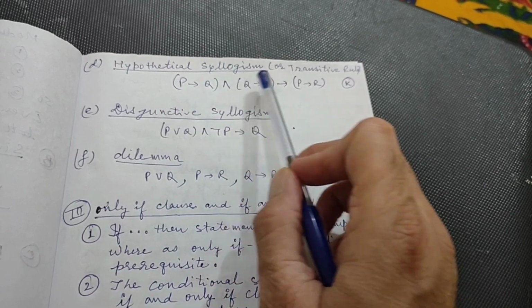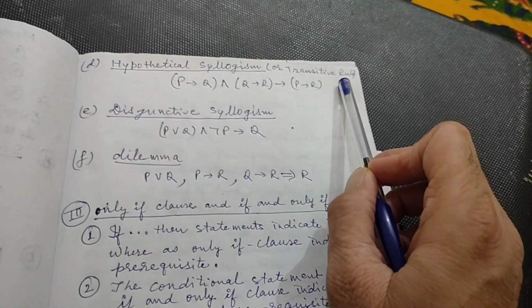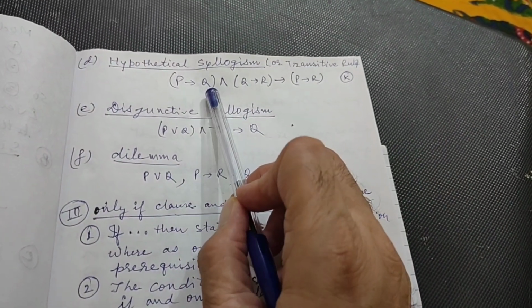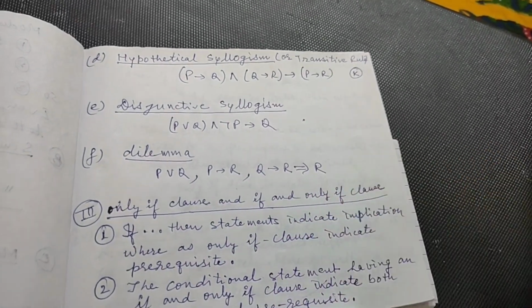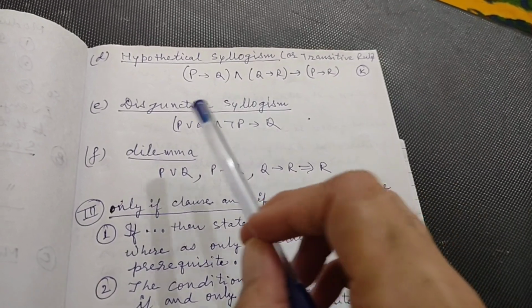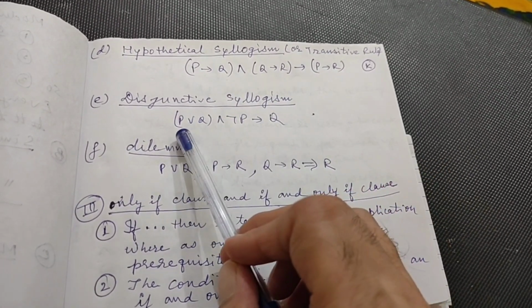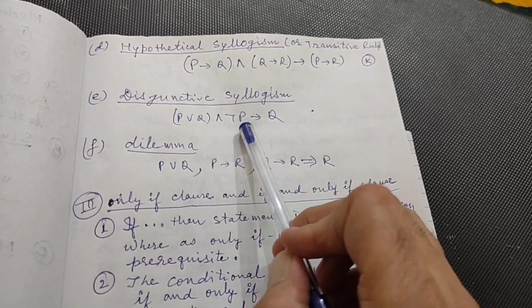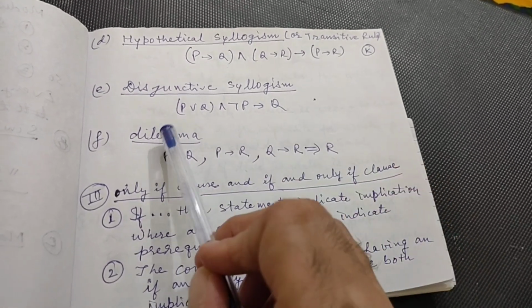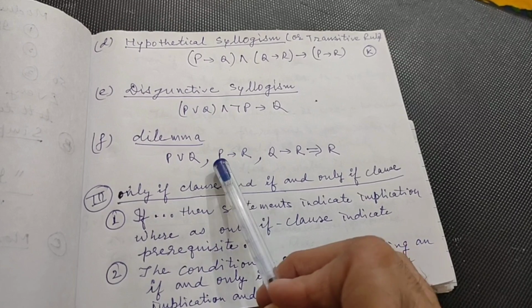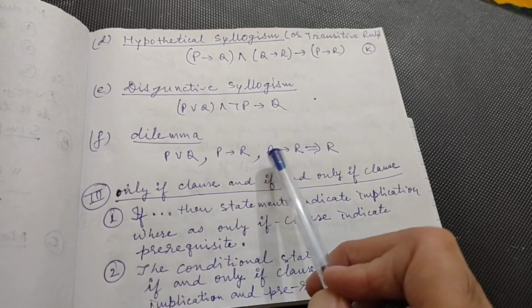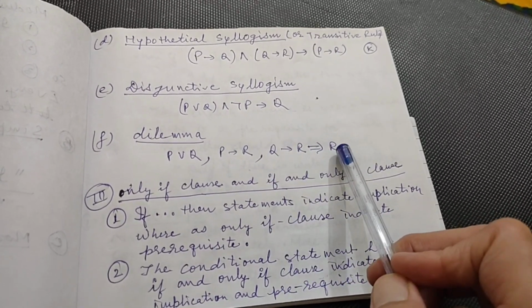Hypothetical syllogism or transitive rule: P implication Q and Q implication R implies P implication R. Disjunctive syllogism: P or Q and not P implies Q. Dilemma: P or Q and P implication R and Q implication R implies R.